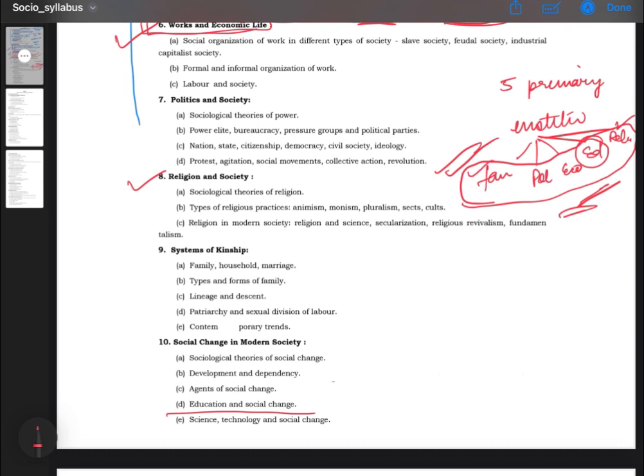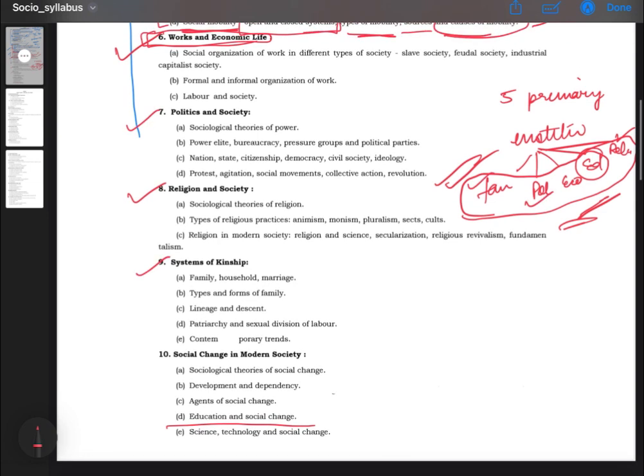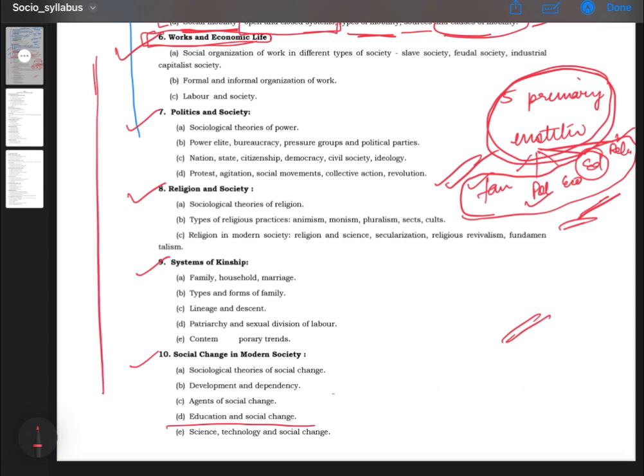Religion, family, systems of kinship, polity here. So you see, 5 heads, 5 units. So it will be easier for you to remember and understand the structure of the syllabus, and you will understand why we are studying these. Because see, what is the meaning of primary institutions? This means that these are the major things that shape a society, that define a society. So that's why we are studying these 5 things.